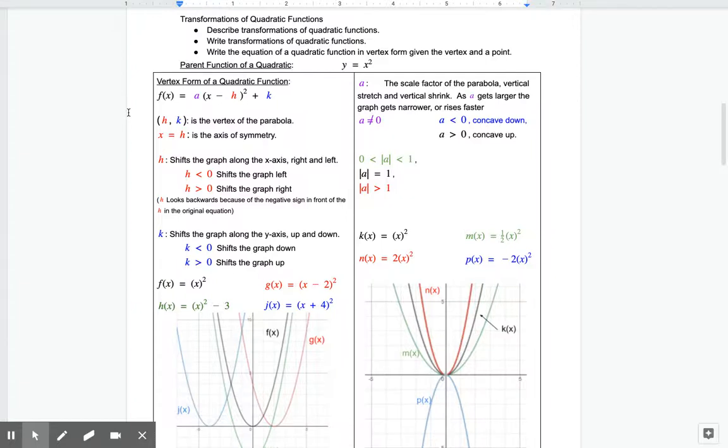We are talking about transformations of quadratic functions. We want to describe transformations of quadratic functions, write transformations of quadratic functions, and write equations of quadratic functions in vertex form, given the vertex and a point. So the parent function of a quadratic is y equals x squared.